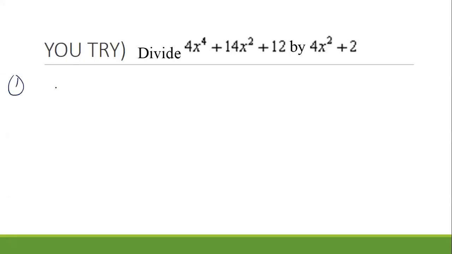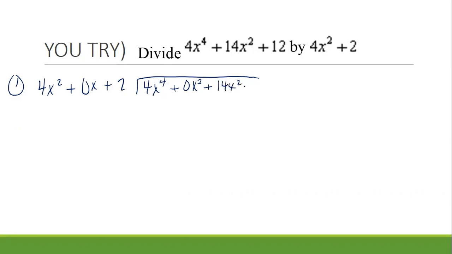So on 1, your setup. When you set it up, you had 4x squared plus 0x plus 2 divided by, and if you did not set it up like this, it is okay. That's because this is a special quartic trinomial, and we know its factors are set up with a constant and a quadratic. It's good practice to fill in: 4x to the 4th plus 0x to the 3rd plus 14x squared plus 0x plus 12. So all my fillers are in.